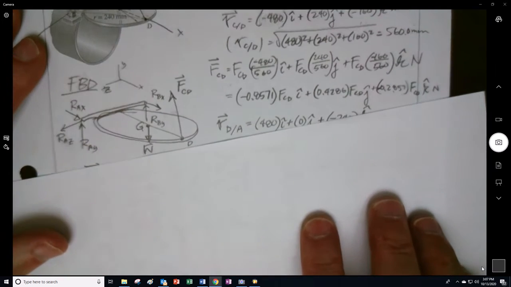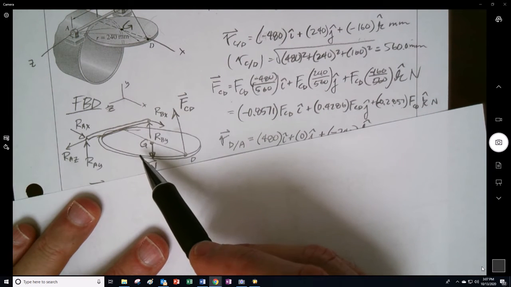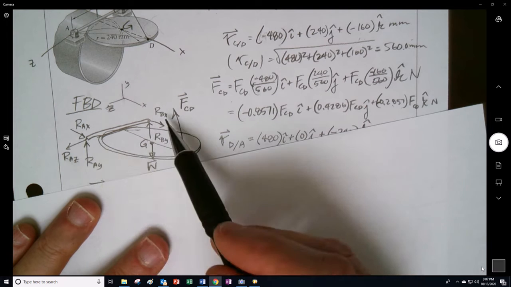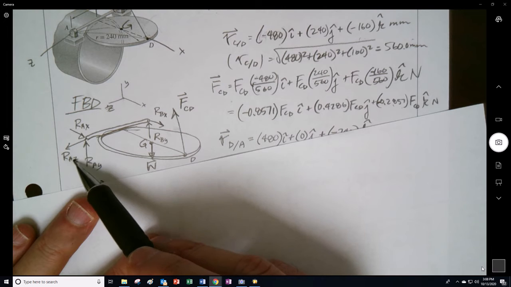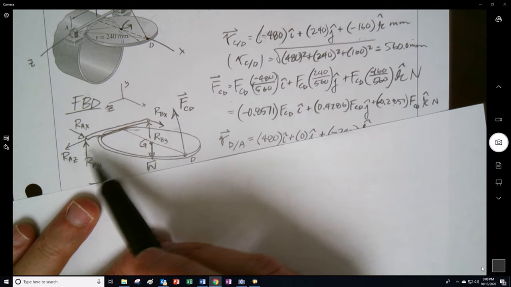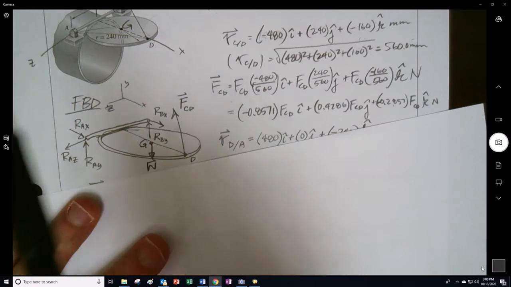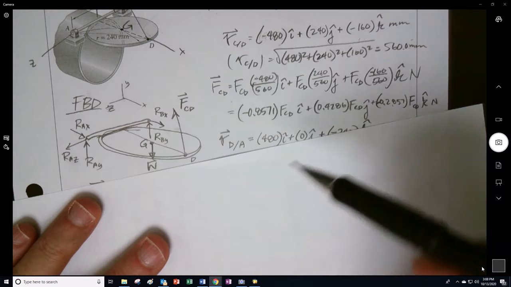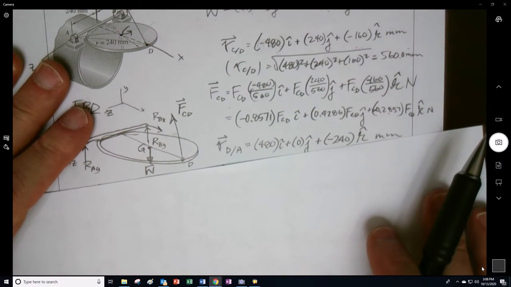Over here, I probably did this first, but I drew it right underneath there, is my FBD of the thing, and you can see I represent the reactions, and I chose them all as positive, so RAX, RAZ, RAY. And none of these support a moment. This is the kind of bearing that allows some flexure, and it doesn't restrain the moment on the thing.